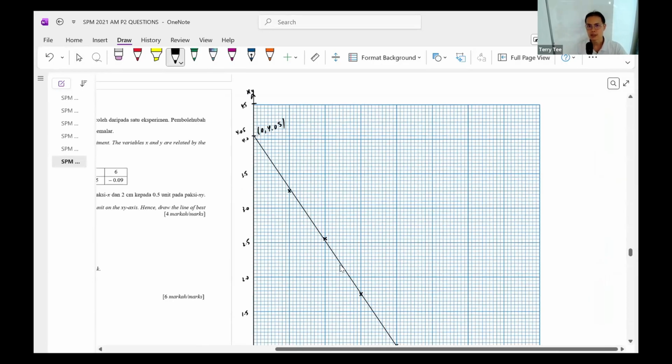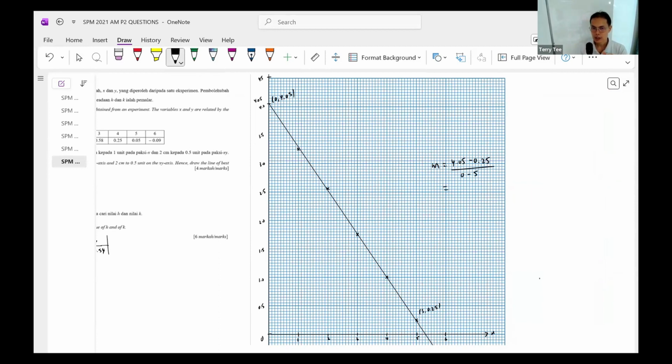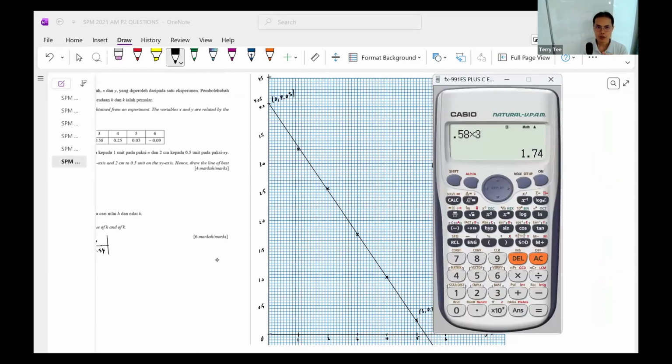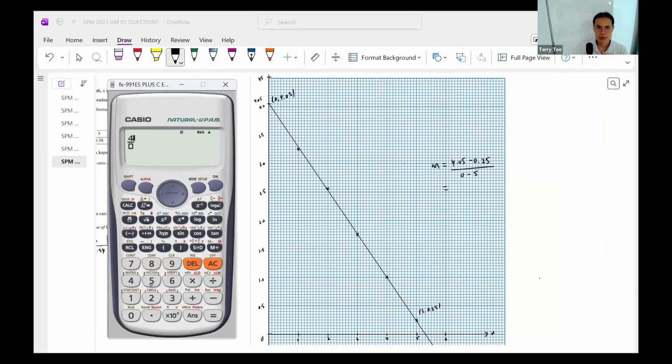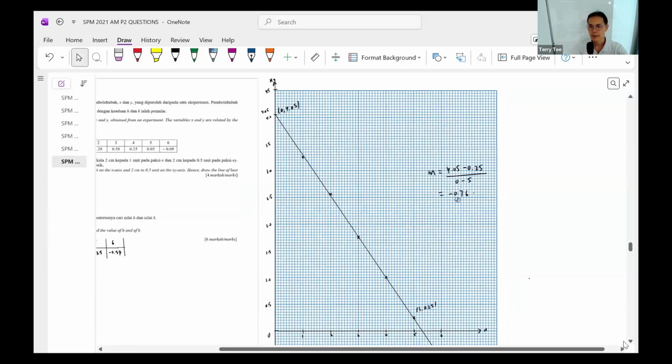Okay, so I'm going to take 4.05 minus 0.25 divide by 0 minus 5. Okay, calculator. 4.05 minus 0.25 divide 0 minus 5. Answer is negative 0.76. Guys, negative 0.76 is my answer. Yeah, it's very, very close already.